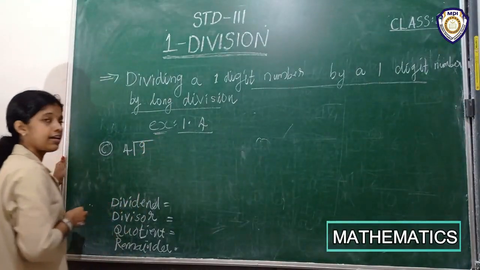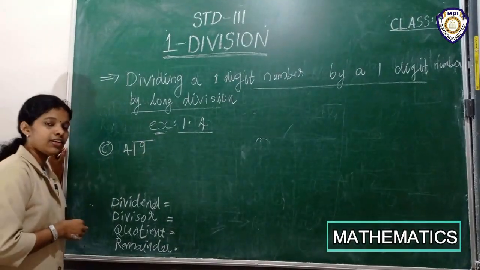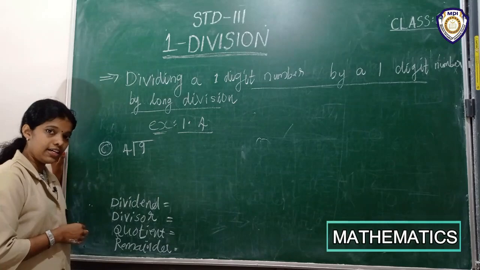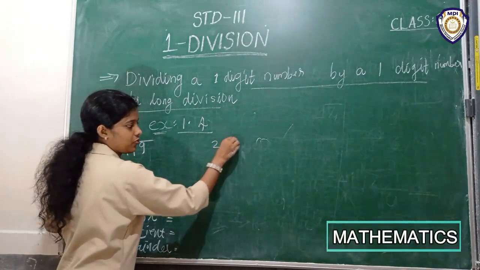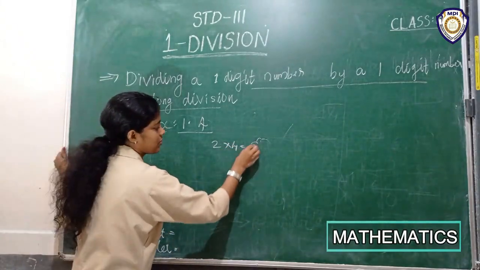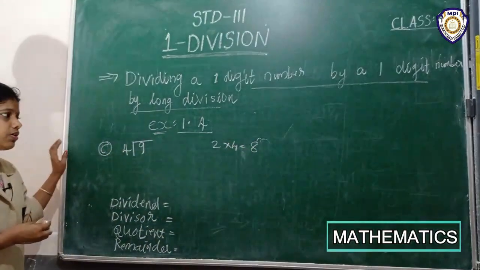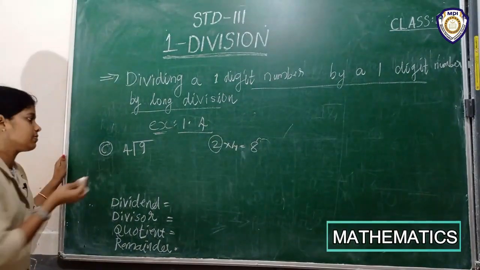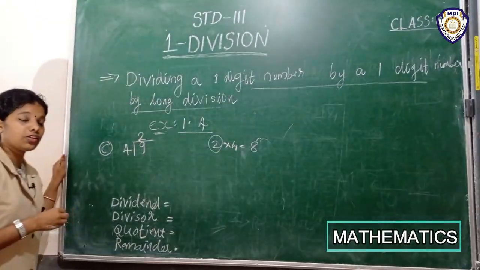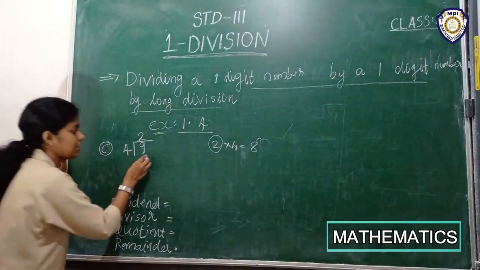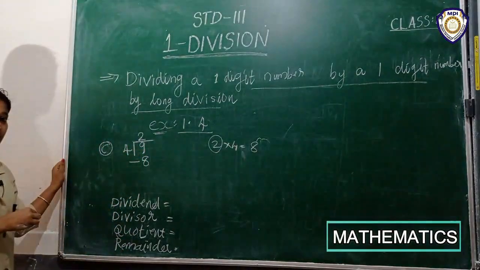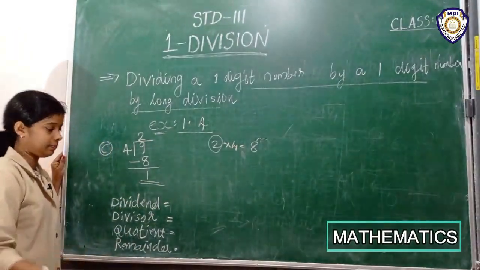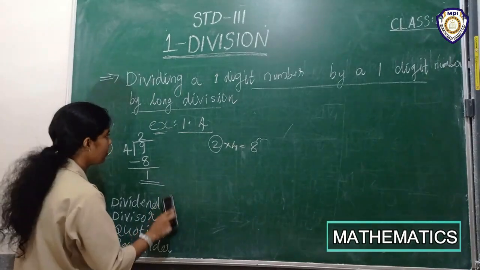How many times does 4 go into 9? In the table of 4, 1 four is 4, 2 fours are 8, 3 fours are 12. How many times? 2 times. Write 2 here. 2 fours are 8. Then subtract 9 minus 8. The answer is 1. Sorry, the remainder is 1.